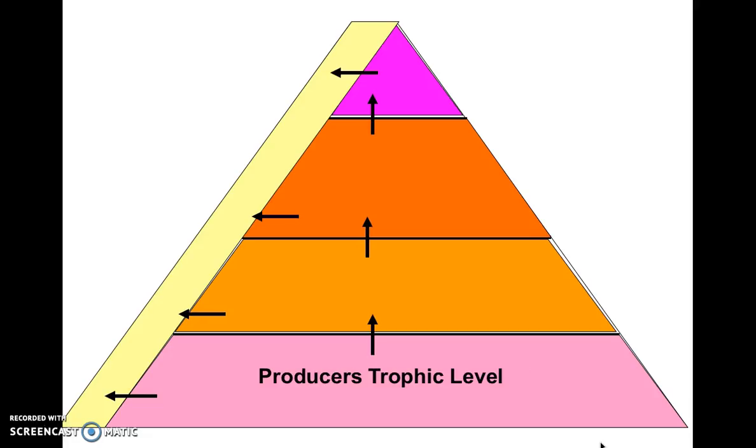The bottom level is always the producer trophic level. There should be, in a good ecosystem, a ton of producers. If you remember what the word producer means, that's plants. So for an ecosystem to thrive, to survive, it needs more plants than anything else. And if you look outside, there is one main plant that is usually everywhere here, and that would be grass.